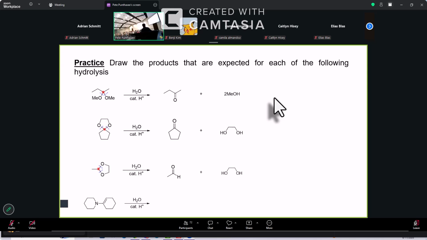Next one down. This is an enamine. Can you see this is an enamine? Which carbon used to be the carbonyl carbon? Do you know which one though? It's this one. It used to be the carbonyl carbon. Now, what does the product look like? The ketone. That one. Same thing. It's a ketone.